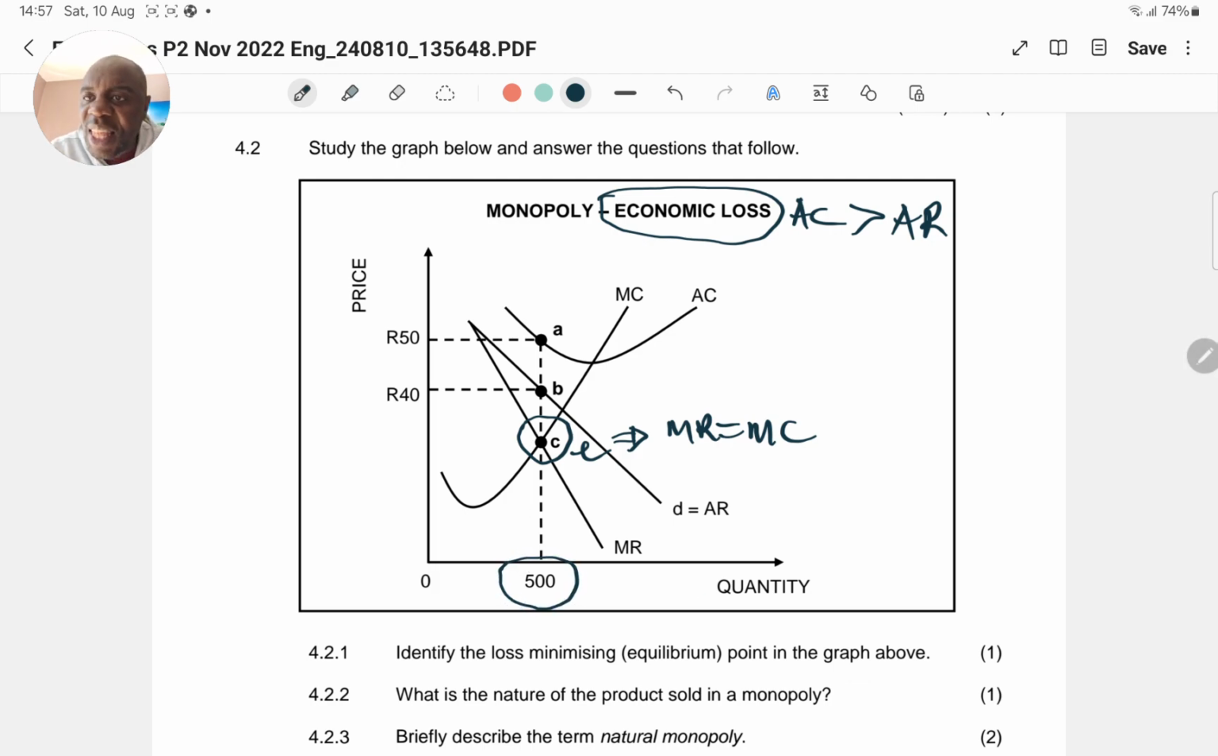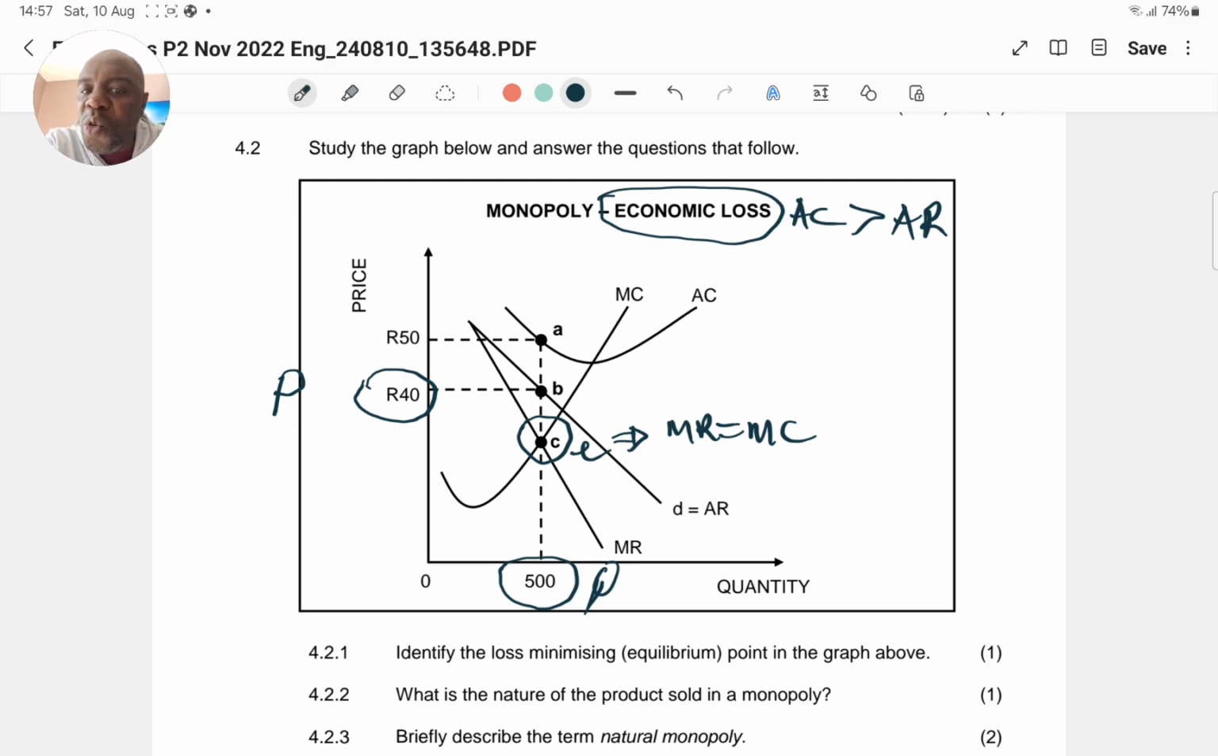So the quantity that the business needs to produce to maximize its profit or to minimize its losses is 500, because this is where marginal revenue is equal to marginal cost, represented by letter C. So the 500 represents the quantity. Let's move on. What about this 40 that we see here? This 40 is the price at which the product is going to be sold.